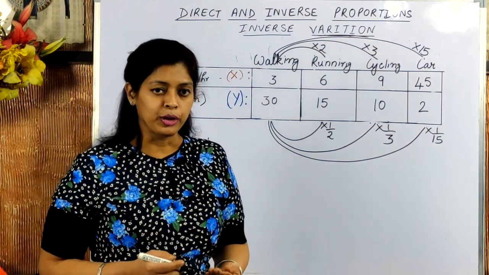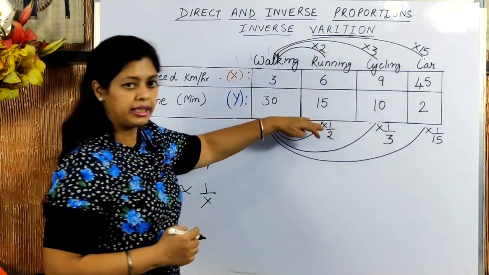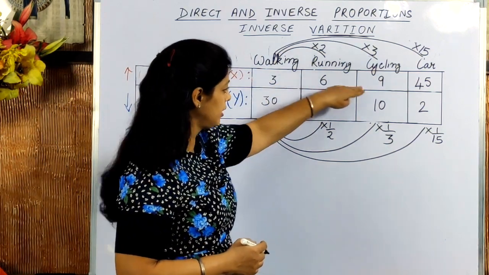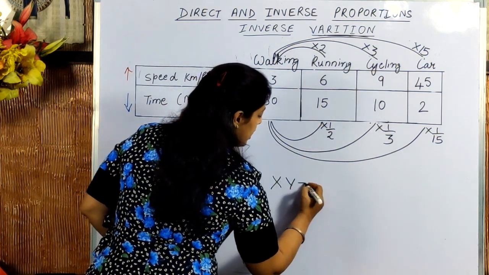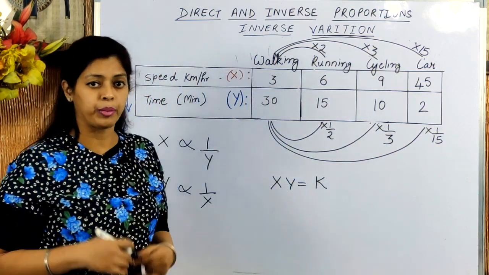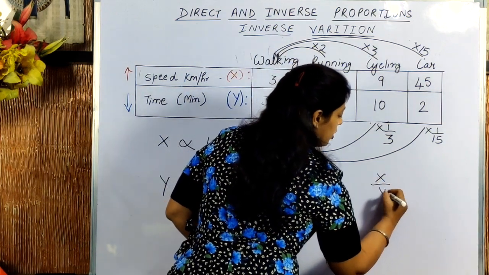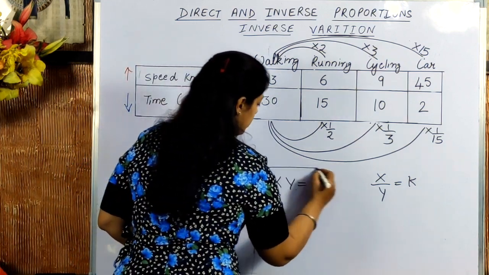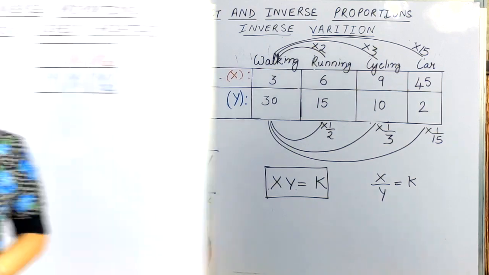Another important point to note here is that the product of x and y is always constant in each case. 3 into 30 gives 90, 6 into 15 also is 90 and so on. So we can say that the product x into y, or xy, is always fixed and is equal to the constant k, which is the constant of proportionality. In case of direct proportion, x upon y was equal to the constant k. Here x into y is equal to the constant k. And this is the equation of variation in case of inverse proportion.